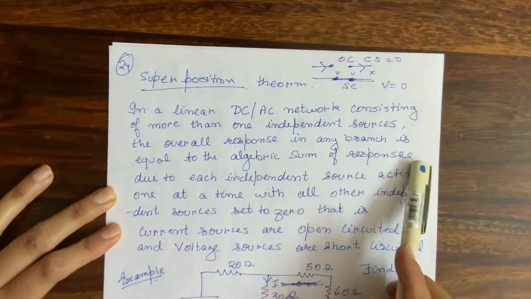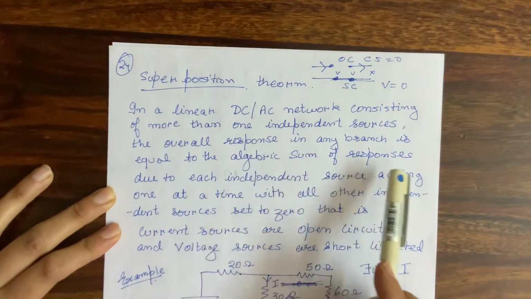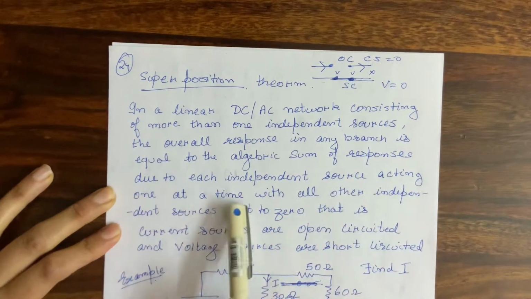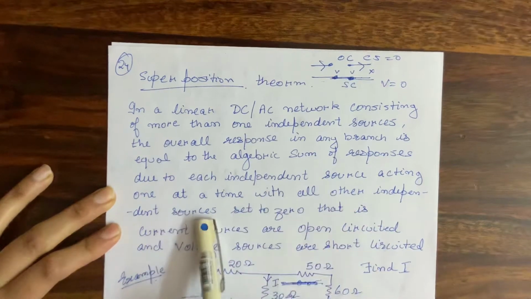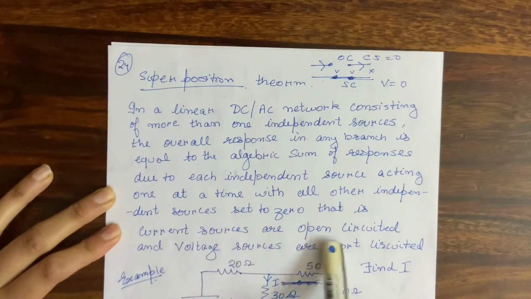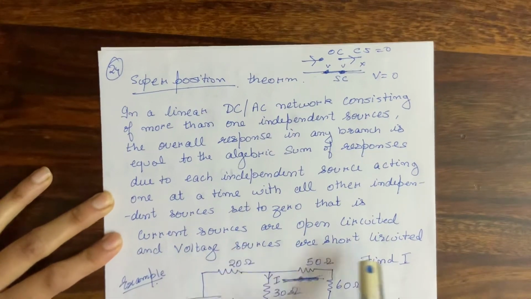response in any branch is equal to the algebraic sum of responses due to each independent source acting one at a time with all other independent sources set to zero. That is, all the other current sources are open circuited and voltage sources are short circuited.